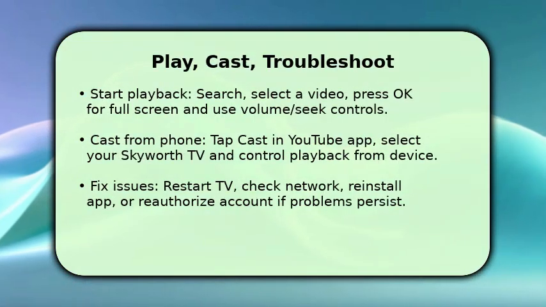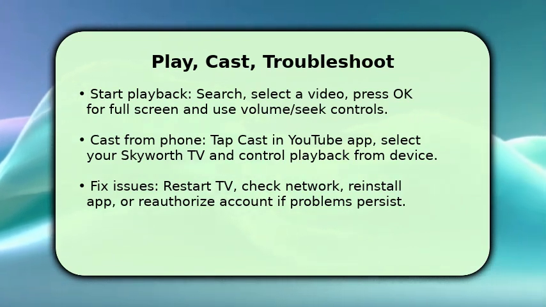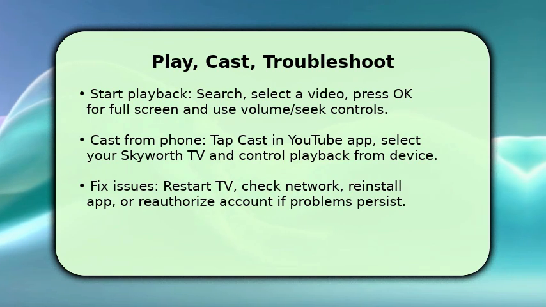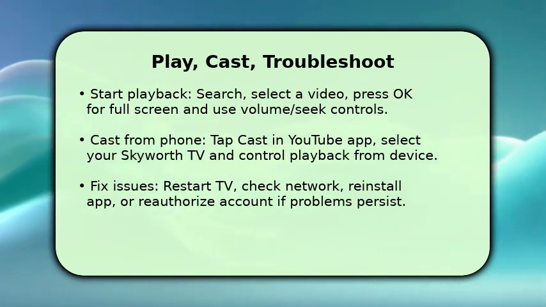Search or browse and press OK to start. Use the remote for play, pause, and seek because these controls are more responsive. To cast, open YouTube on your phone, tap Cast, and choose your Skyworth TV so you can control playback from the phone.